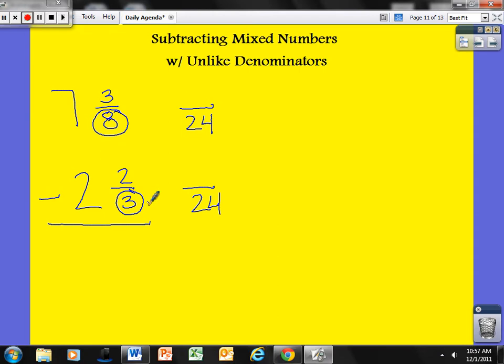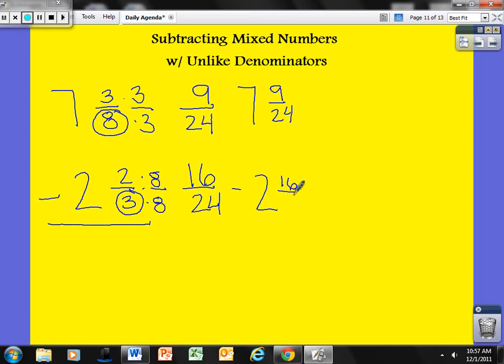3 times what gives me 24? 3 times 8. Whatever I do to the denominator, I do to the numerator. 2 times 8 is 16. Okay. What times 8 gives me 24? 3. Whatever I do to the denominator, I must do to the numerator. 3 times 3 is 9. So now what I have is 7 and 9/24 minus 2 and 16/24.